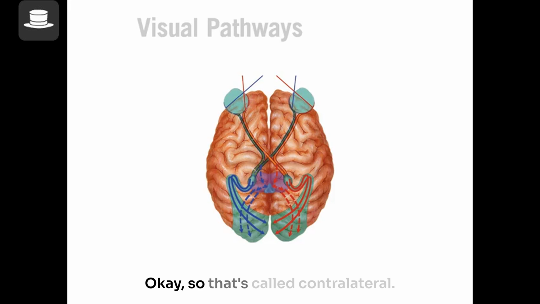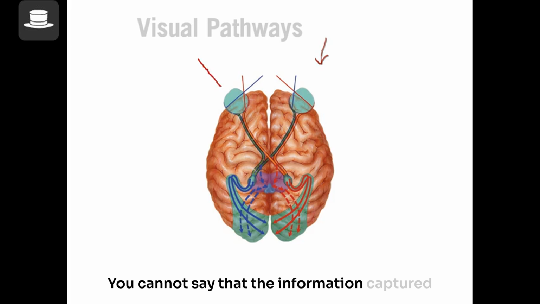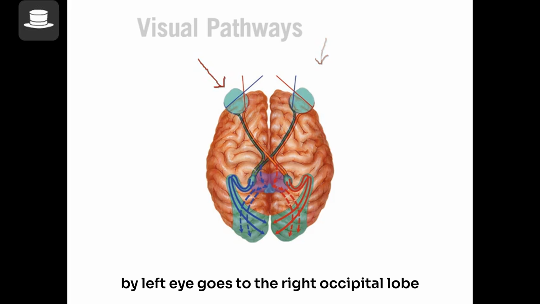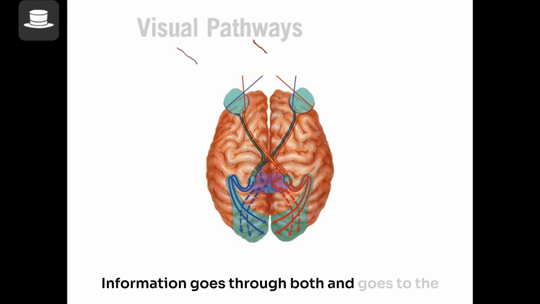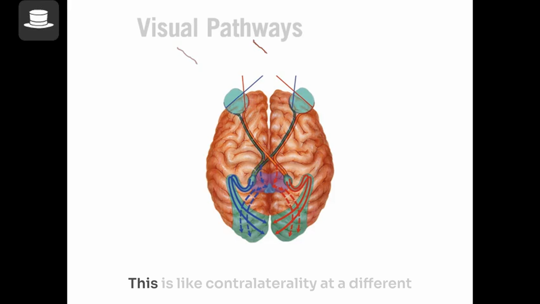Okay, so that's called contralaterality. With vision, though, it is slightly different. You cannot say that the information captured by the left eye goes to the right occipital lobe and vice versa. In fact, information from both the left and right eye goes through both and goes to the opposite hemisphere. This is like contralaterality at a different level.